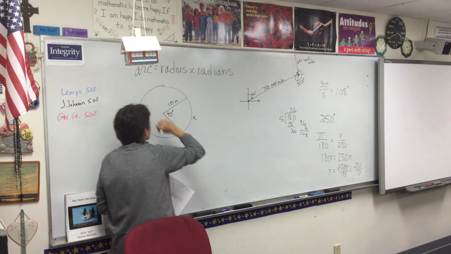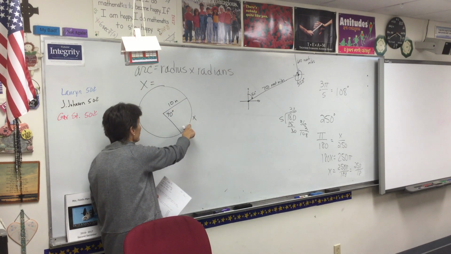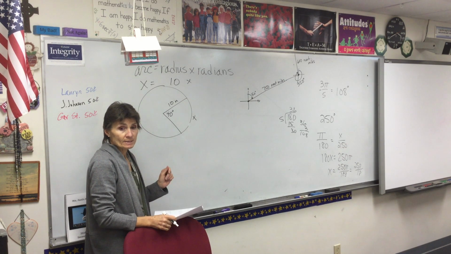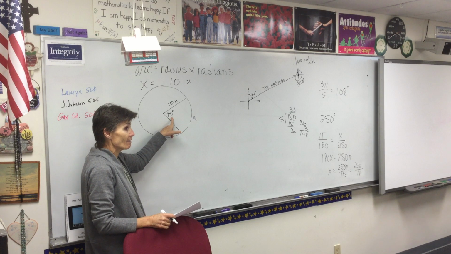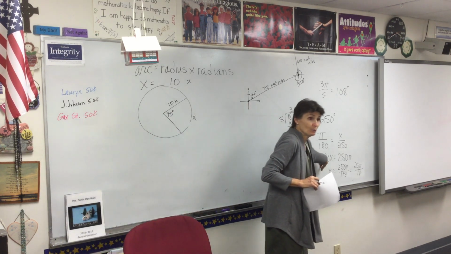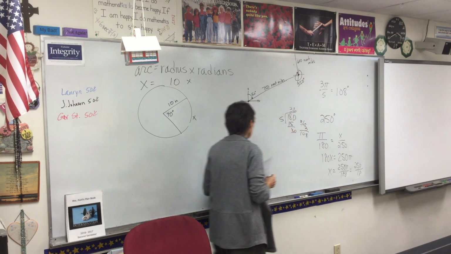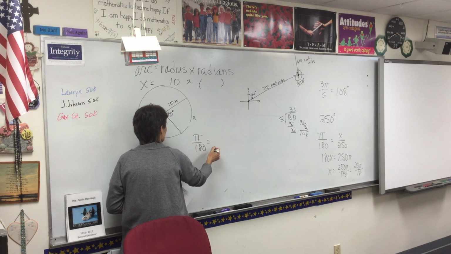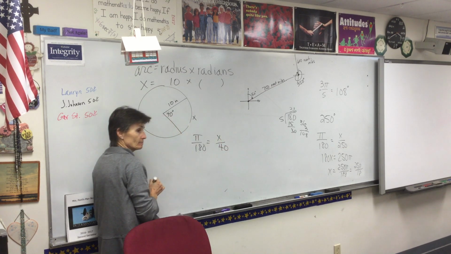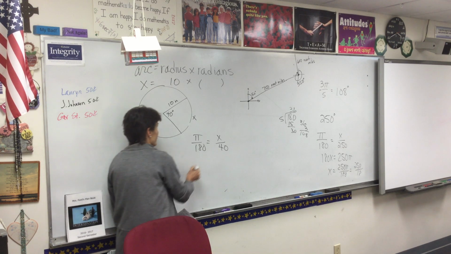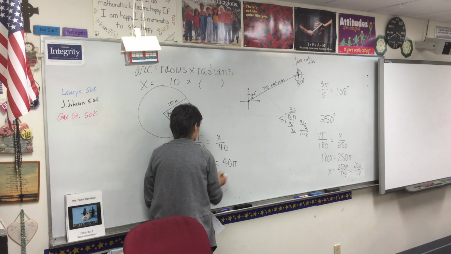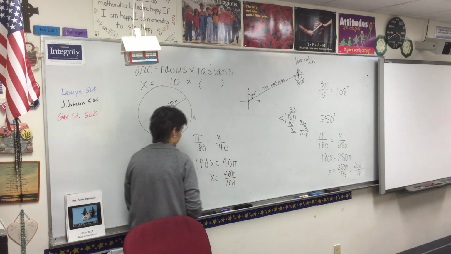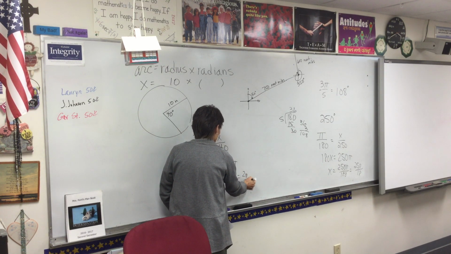Very, very good. So x, which is the arc length, that's what I'm looking for, is going to be the radius, which is 10, times the radian measure of the angle. But what do I have? The degree. So I'm going to have to do this to get the radian measure. So I need to find this number, so I'm going over to the side. Pi over 180 equals something over 40. So 180x equals 40 pi. So 40 pi over 180. Uh, 2 pi over 9.